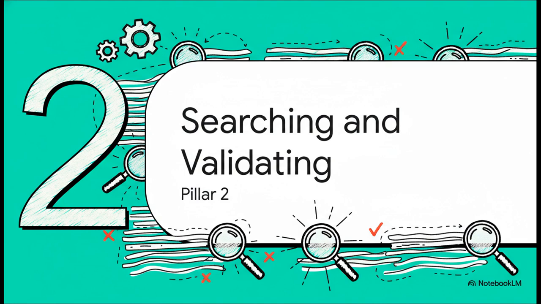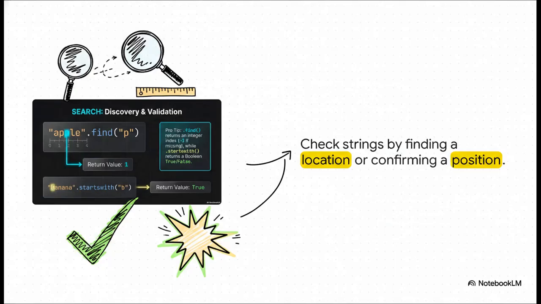Okay, that leads us right into Pillar 2. Now that our data is nice and consistent, we need to actually find things inside it. This is all about searching and validating. This image does a great job of showing 2 tools that seem similar but are actually very different. Up top, we're using .find on the word apple. It's basically asking, hey, where's the first P? And it gets back the answer 1 because, in programming we start counting from 0.